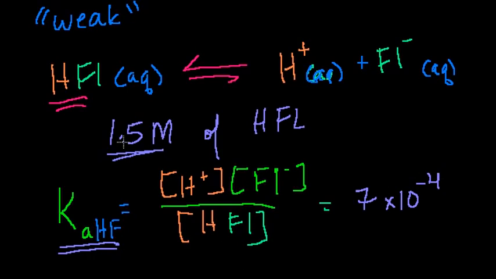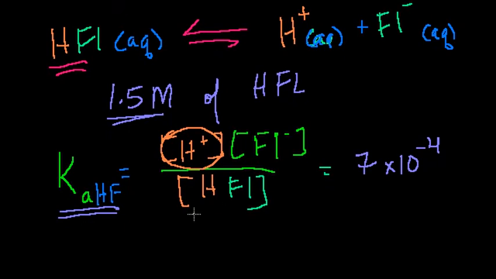you get a constant value of 7 times 10 to the minus 4th. So, if I have 1.5 molar of hydrofluoric acid, can I figure out what the pH is? Remember, I want to solve for the hydrogen concentration, and if I take the negative log of that, then I know its pH. So let's see if we can do that.